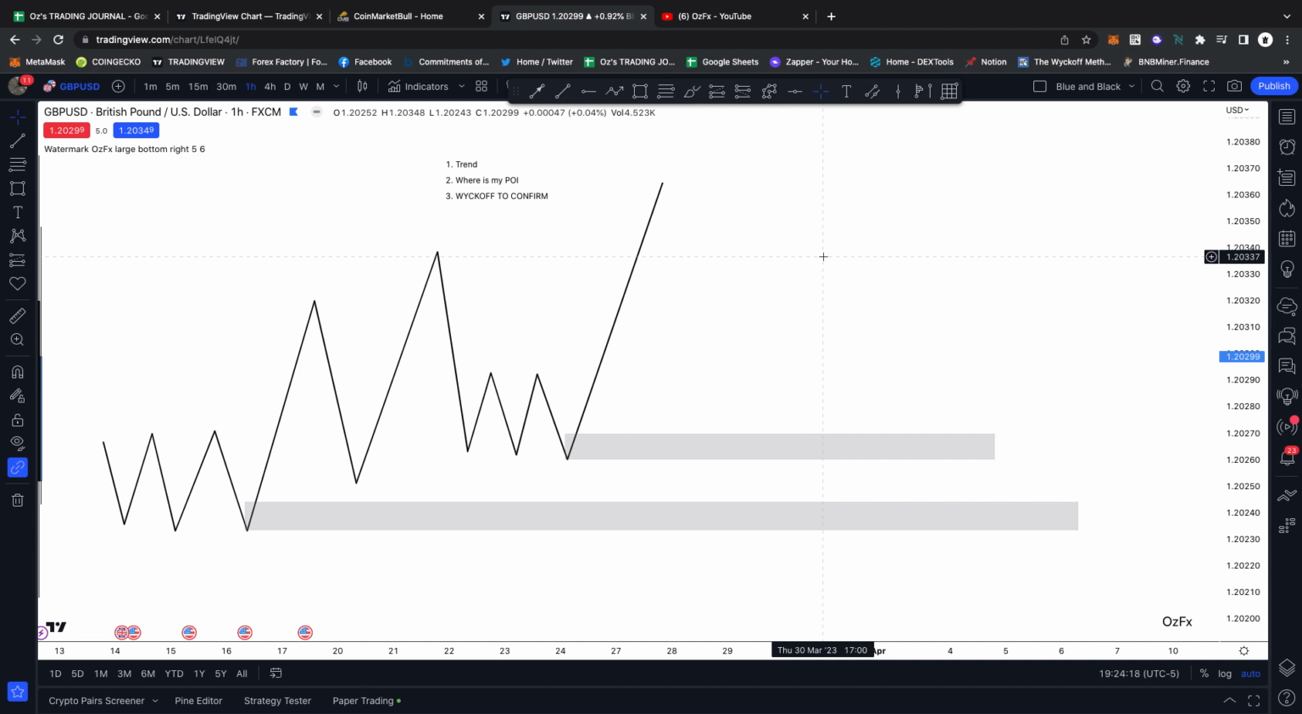That's literally it. That's the secret. That's how I use it. It's not a secret, but that's how I use it, and that's how I believe Wyckoff should be used. You don't just open the chart and look for Wyckoff.